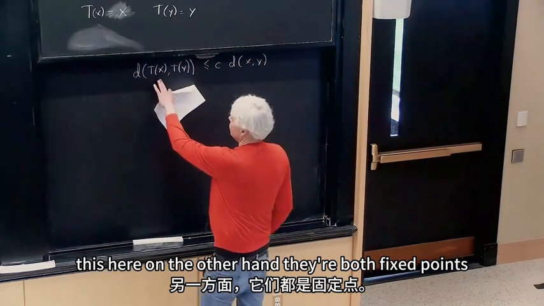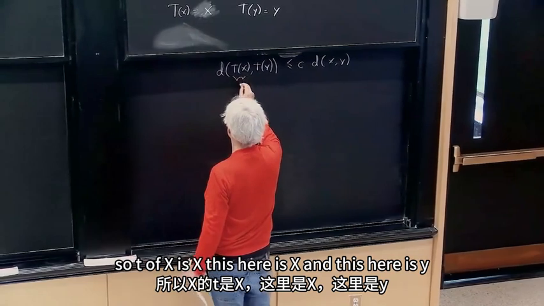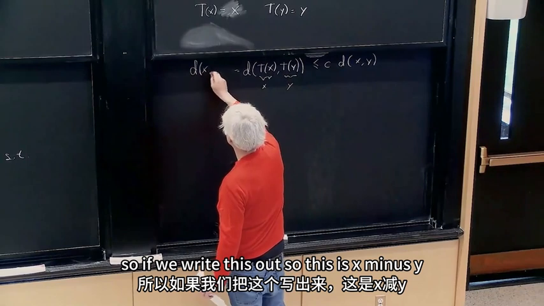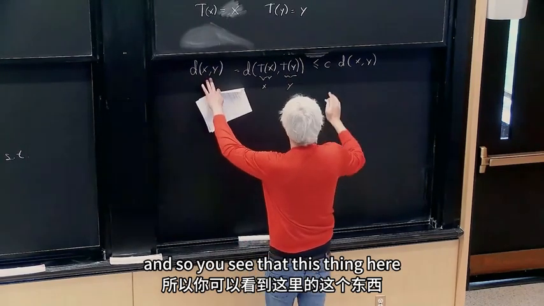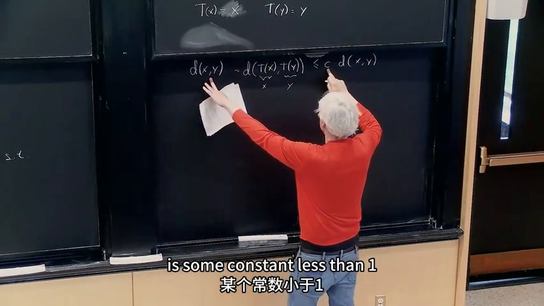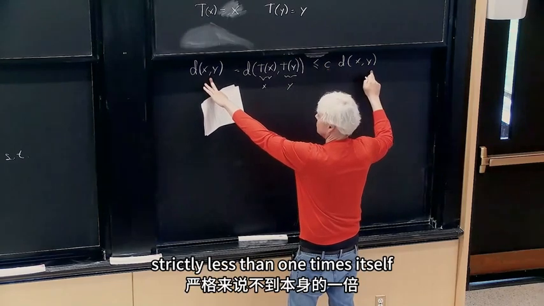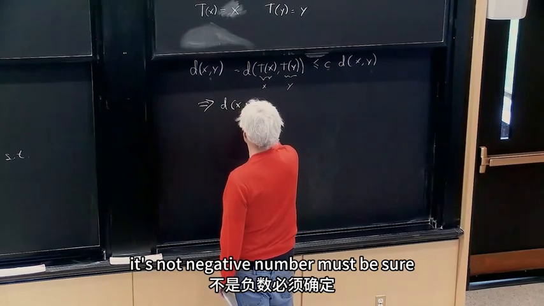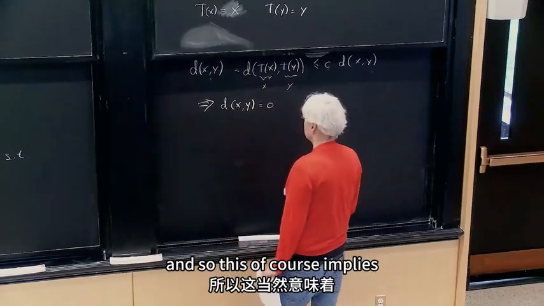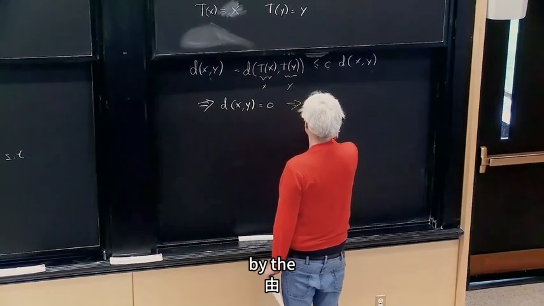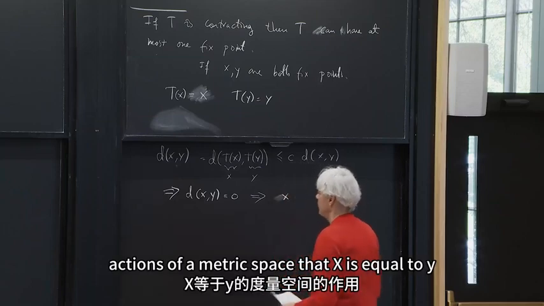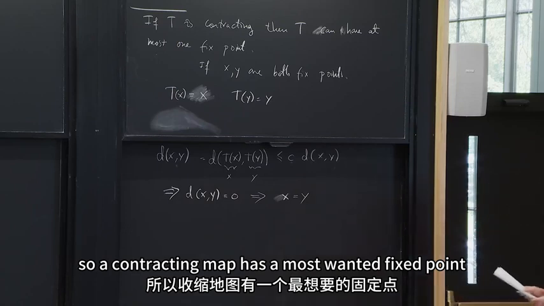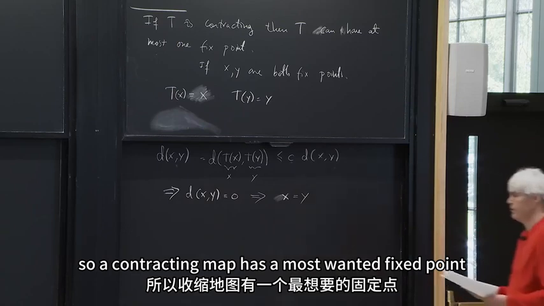On the other hand, they're both fixed points, so T of x is x and T of y is y. So if we write this out, this is d(x, y), and so you see that this thing here is some constant, strictly less than 1, times itself. So this means, of course, that this non-negative number must be 0. And so this, of course, implies, by the axioms of a metric space, that x is equal to y. Right? So a contracting map has at most one fixed point.